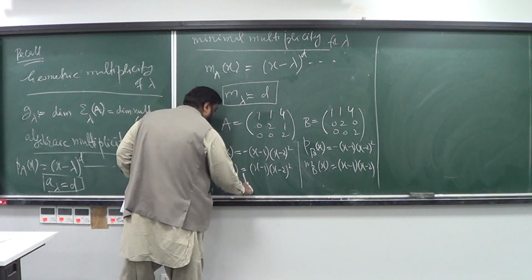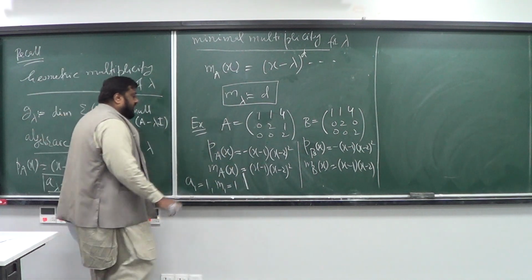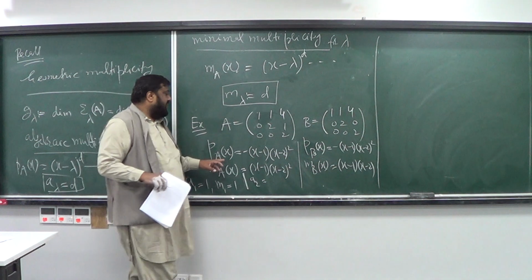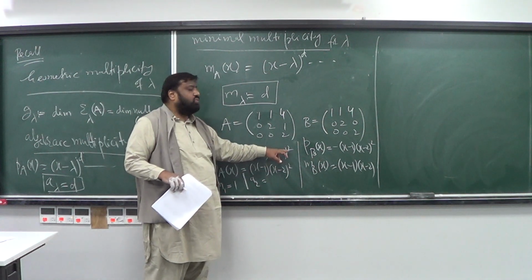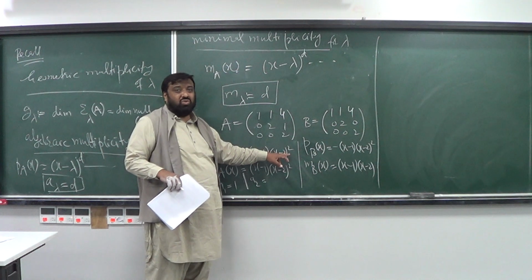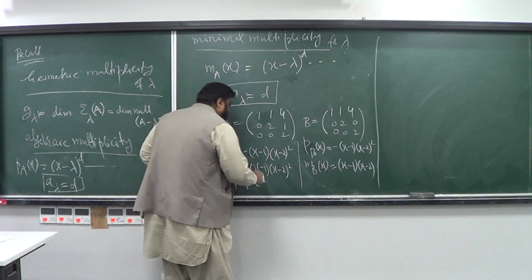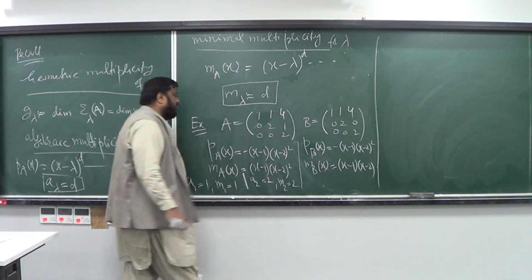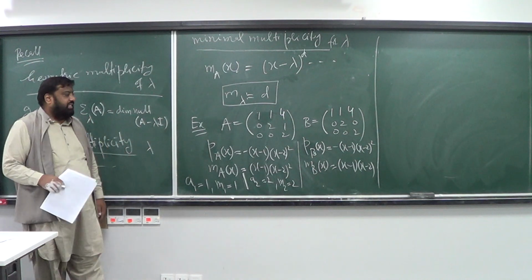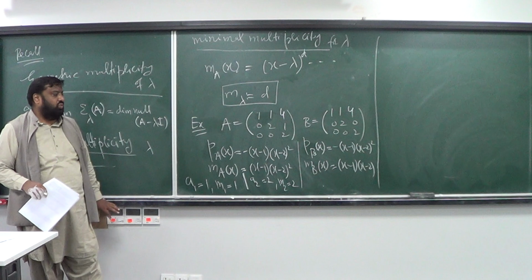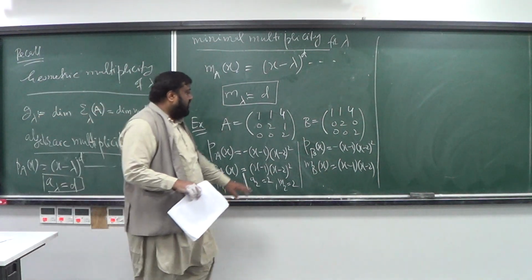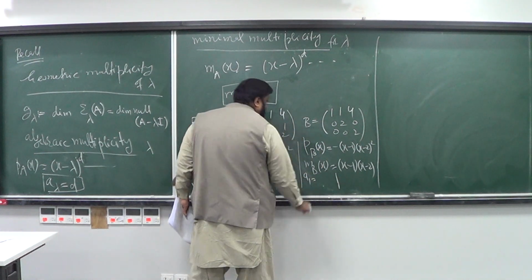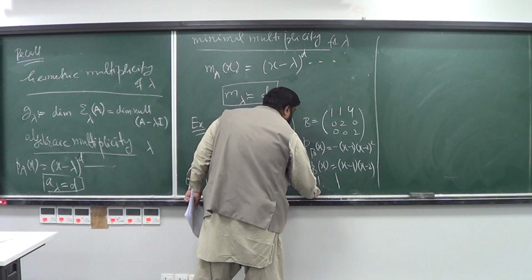How about the eigenvalue 2? The algebraic multiplicity is the number of times the factor x minus 2 appears in the characteristic polynomial, so the algebraic multiplicity is 2, and the minimal multiplicity of eigenvalue 2 is also 2. How about this case? In this case, the algebraic multiplicity of eigenvalue 1 is 1, and the minimal multiplicity is also 1.